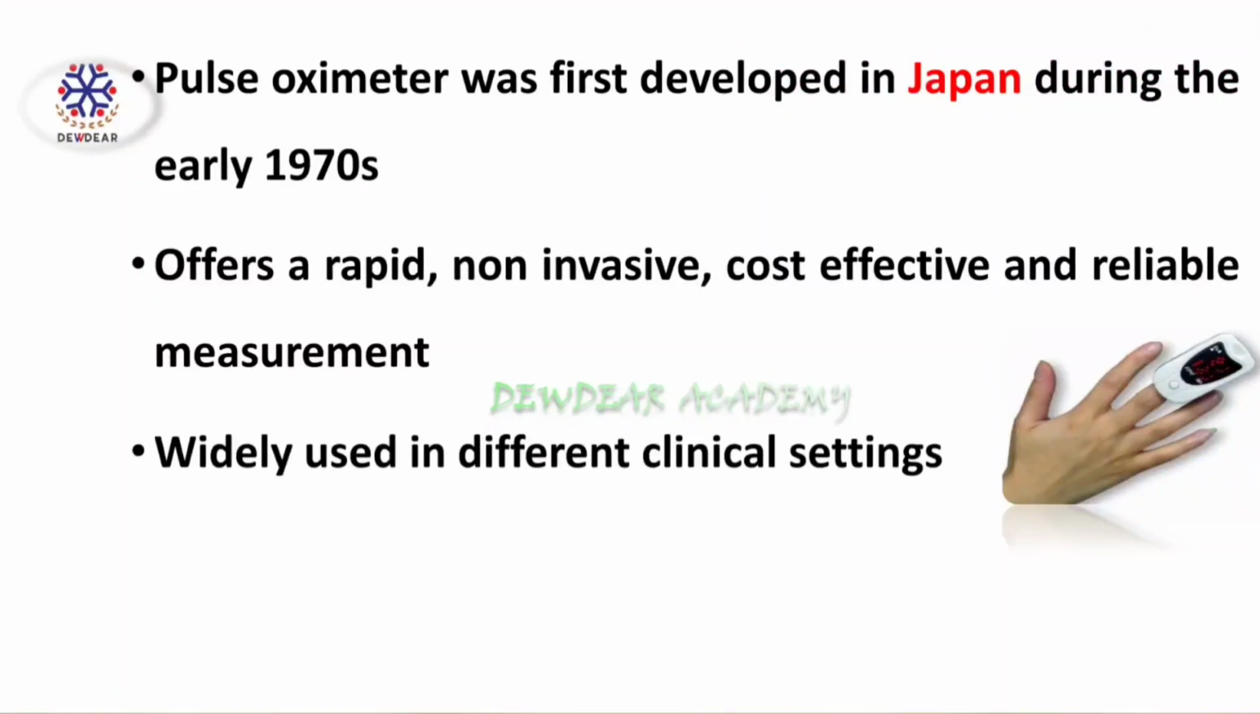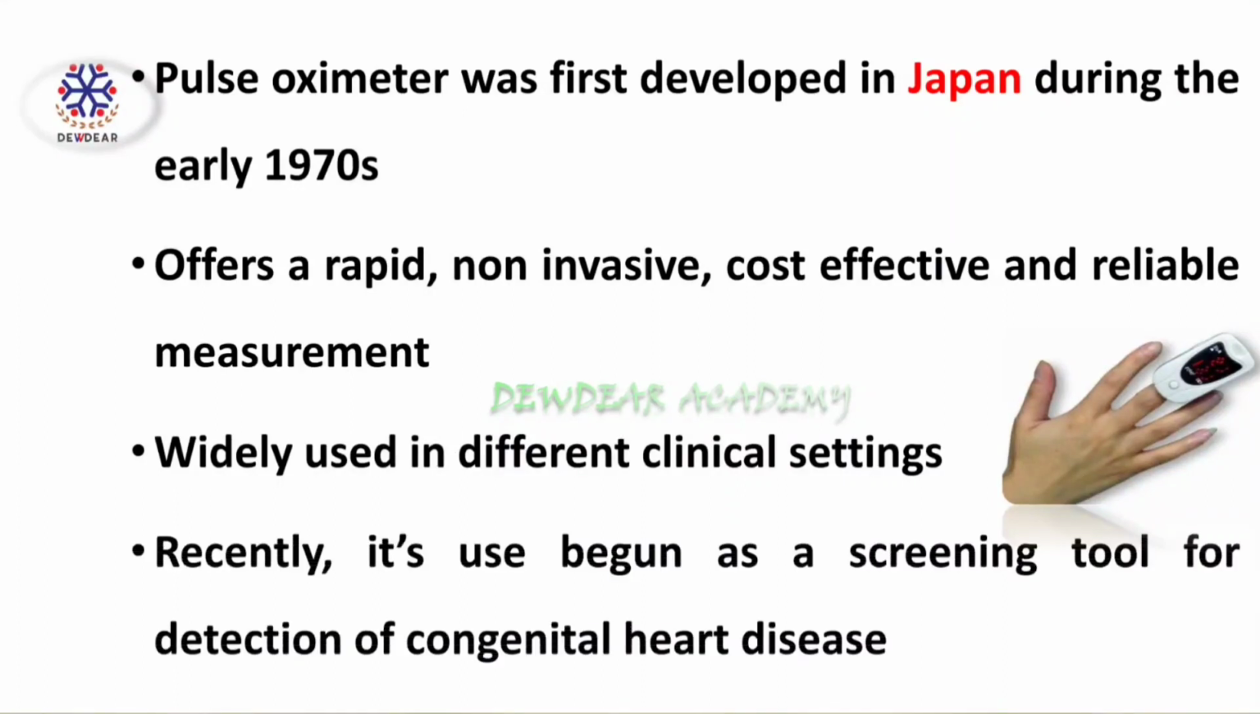So pulse oximeter is widely used in different clinical settings like the intensive care settings, and recently its use began as a screening tool for detection of congenital heart disease. Also, nowadays the pulse oximeter has recently started gaining attention for its potential in diagnosing and monitoring COVID-19 symptoms. So it has become a part of a larger screening and testing process of COVID-19 patients. And pulse oximeter is recommended for early detection of COVID pneumonia. So that is now the recent significance of pulse oximeter.